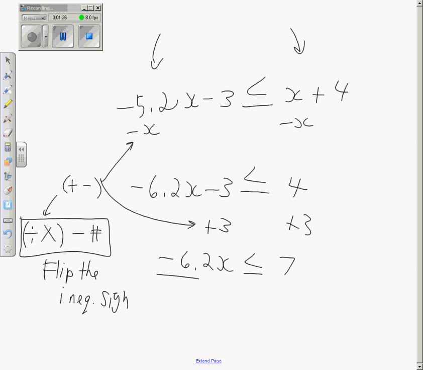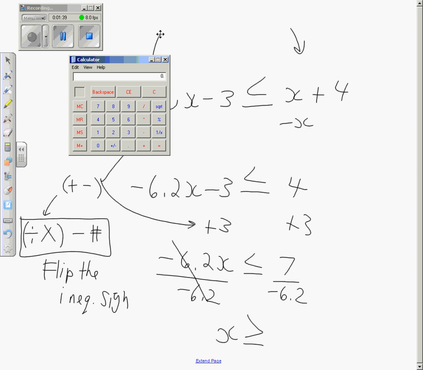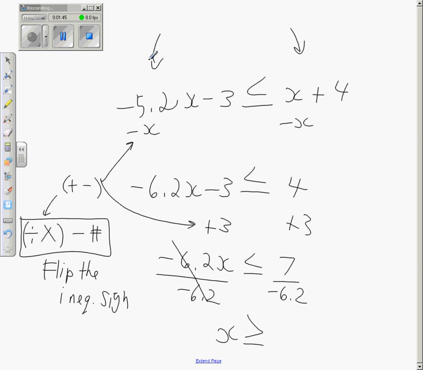So I'm going to divide both sides by negative 6.2. Divide this side by negative 6.2. That gives me x, and I'm going to have to flip my sign. It is now greater than or equal to whatever the value of 7 divided by 6.2 is, and that's negative 1.13, we'll say approximately.